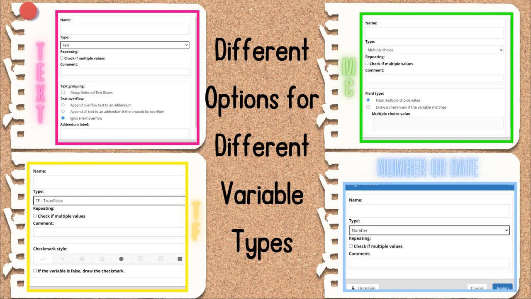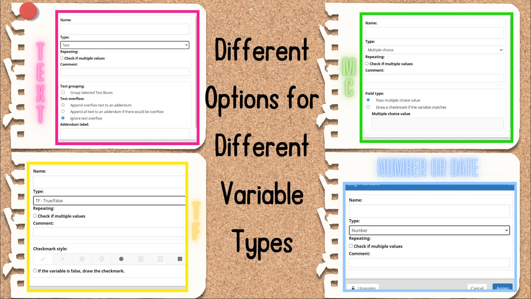The third and fourth options for variable types are number and date. Number is shown here with the blue surround. I don't have date on here because the options are exactly the same for date variables. You only have the default variable options of name, type, repeating, and comment for these two variable types.